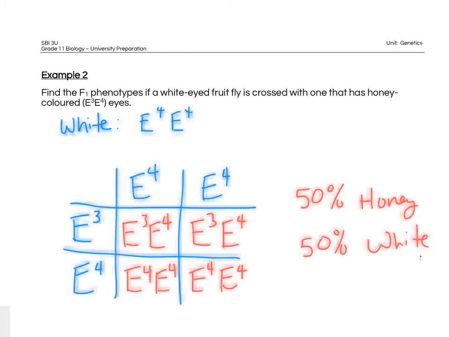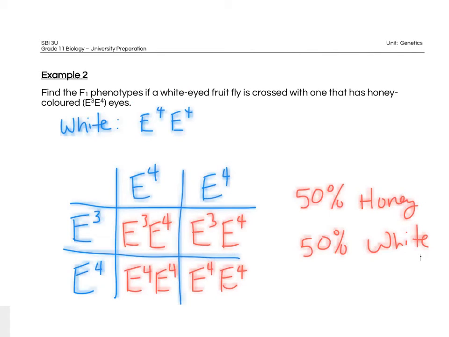Okay, so let me just take you through this question. So I first deduced that the genotype for the white-eyed fruit fly would have to be E4, E4. And so I set that up in a Punnett Square along with my honey-eyed fruit fly. And then I did my cross as usual. And I found that I had 50% honey and 50% white in my offspring, in my F1 generation. Hopefully you did okay with that. There'll be some more practice in your textbook for you to try.